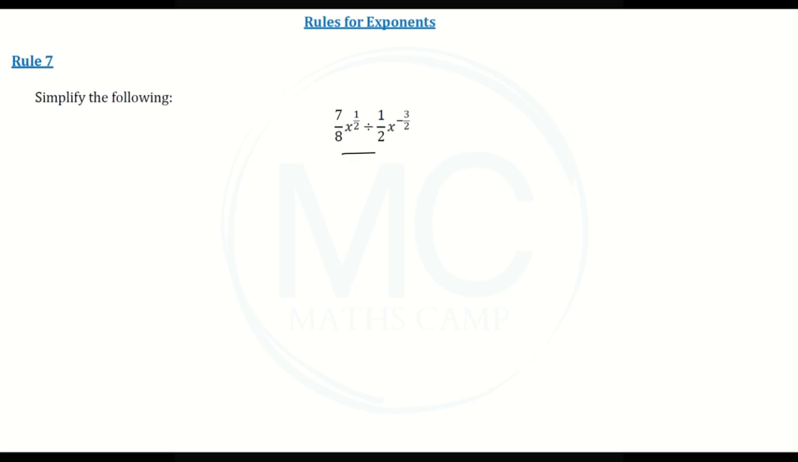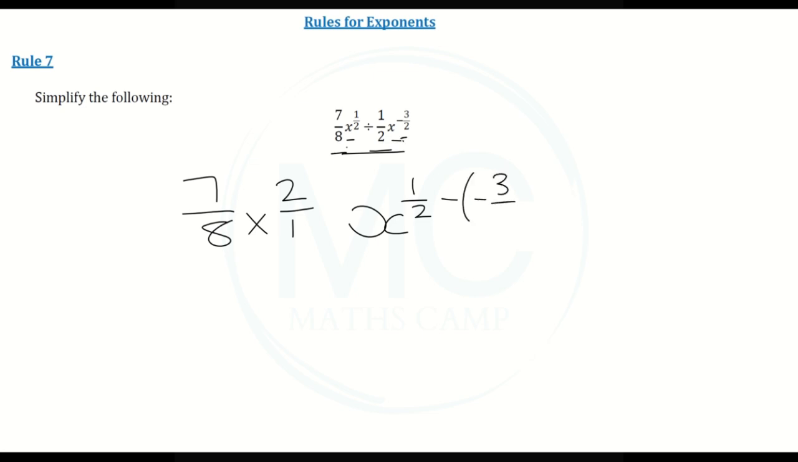When working with an equation like this, we need to tackle the constants and variables separately. From past grades, when dividing, we have learned that we tip and times our fractions. So we have 7 over 8 divided by 1 over 2, which makes it 7 over 8 multiplied by 2 over 1. Now let's look at our exponents. We've got base x divided by base x. So we say x to the power of 1 over 2. We are dividing, so we subtract negative 3 over 2 minus 3 over 2.